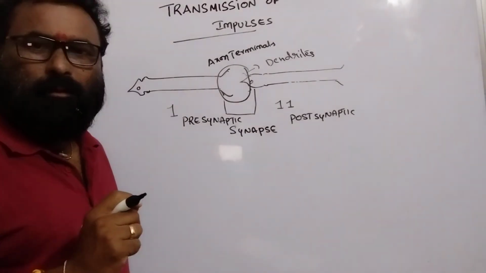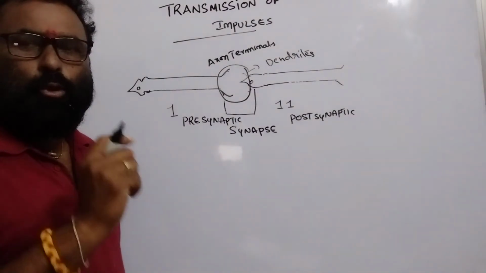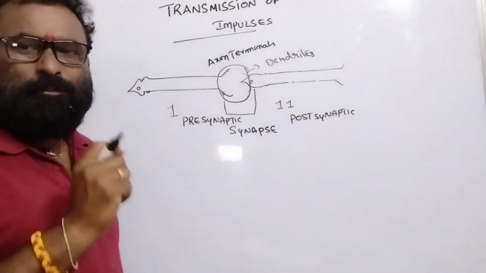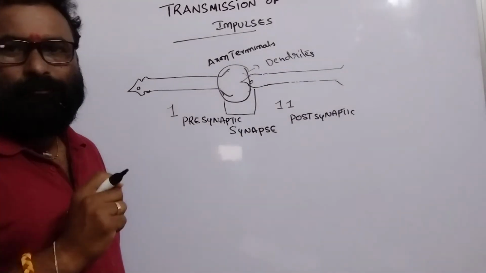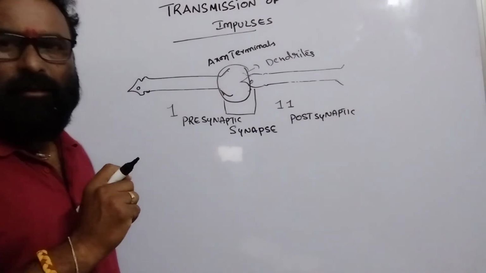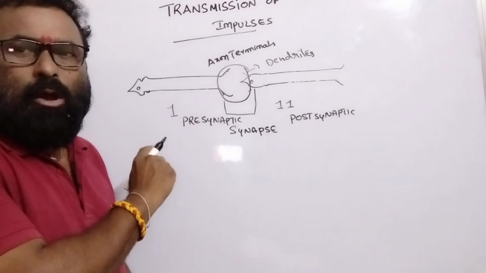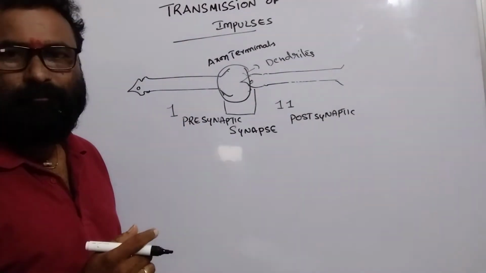Question: synapse occurs between two neurons. Another question: synapse occurs between presynaptic neuron and postsynaptic neuron. Question number 3: synapse is formed between the presynaptic neuron's axon terminal and the postsynaptic neuron's dendrites.